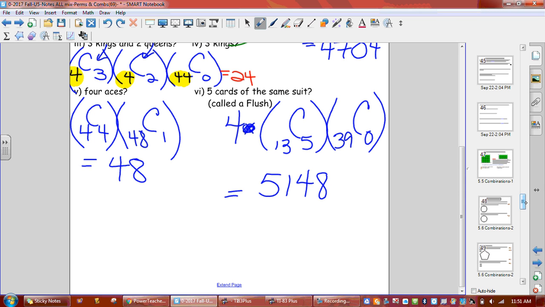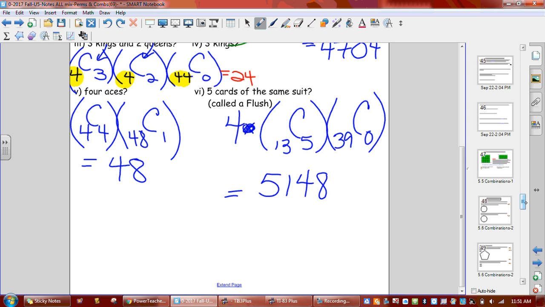Pretty good with combinations? They're usually easier than permutations, most people think. When you're dealing with cards, cards are 99% of the time always a combination. Okay? All right, let's take a look at the next one.